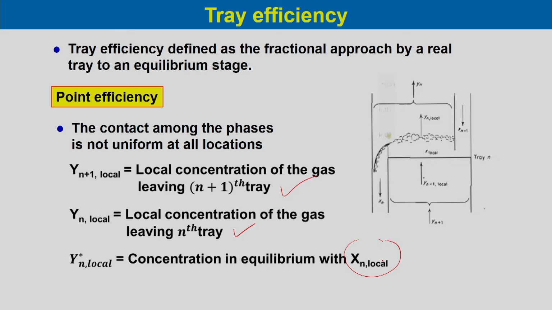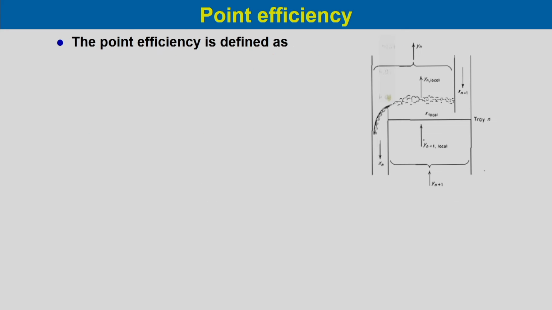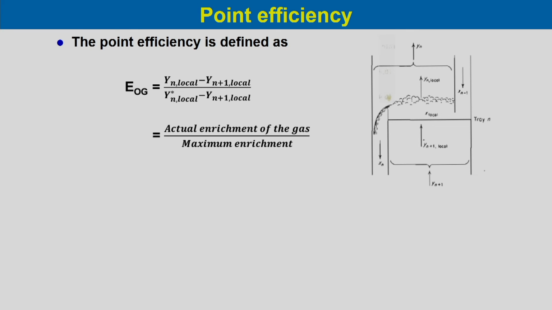So, with this nomenclature we can write the point efficiency as EOG equal to Yn local minus Yn plus 1 local divided by Yn star local minus Yn plus 1 local. The numerator is the actual change in the gas concentration, divided by the maximum change possible. So, this will give the point efficiency of that particular tray.